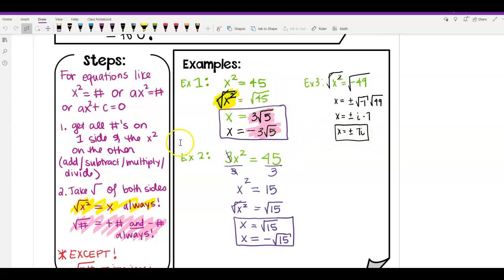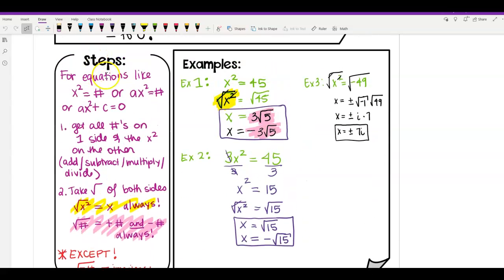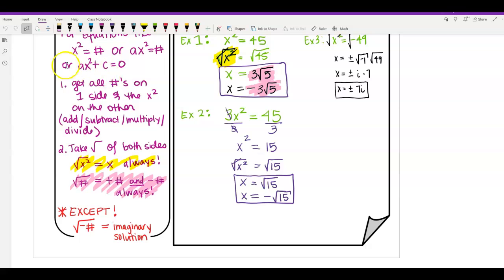So those are all my examples for solving with a square root. Again, here are your steps, going through x squared equals a number, ax squared equals a number, or ax squared plus c equals 0. Okay, so there are your steps and your examples.